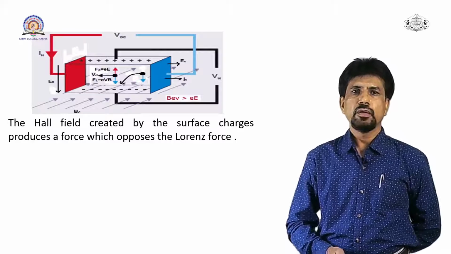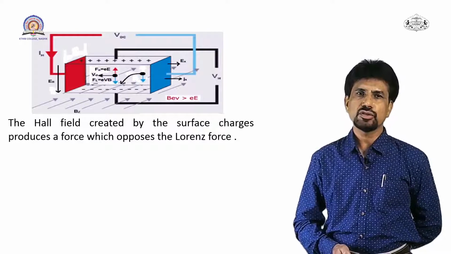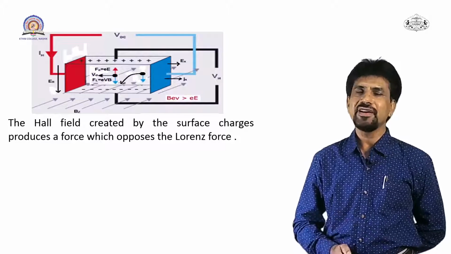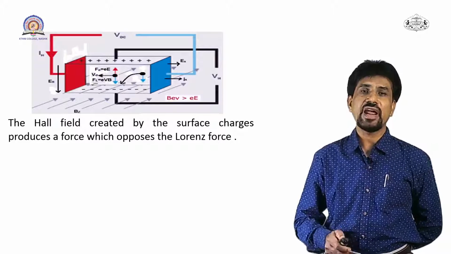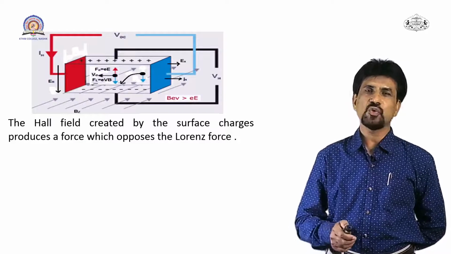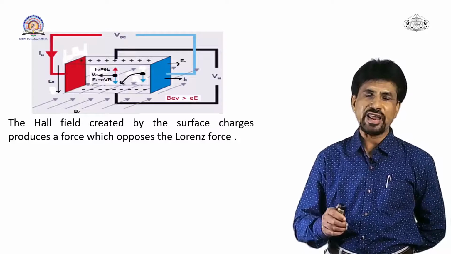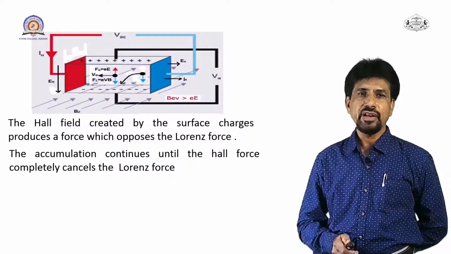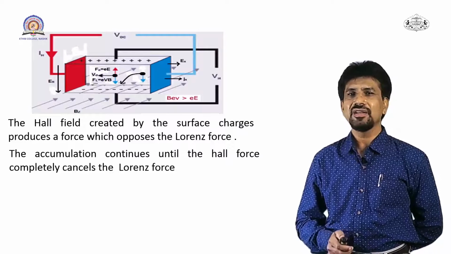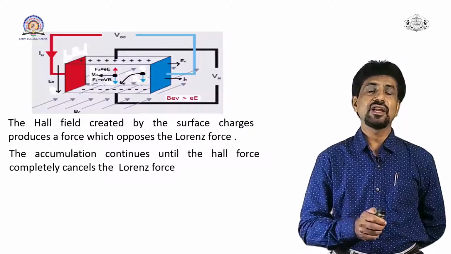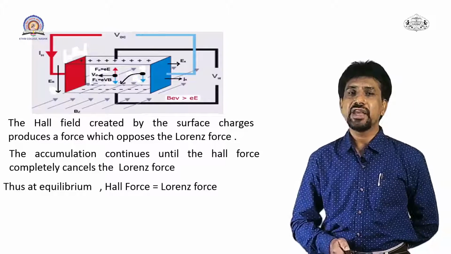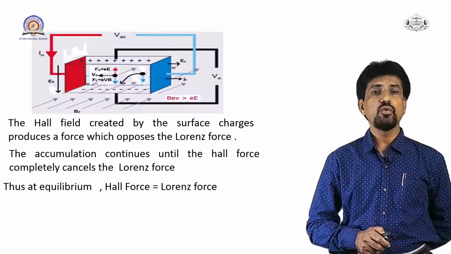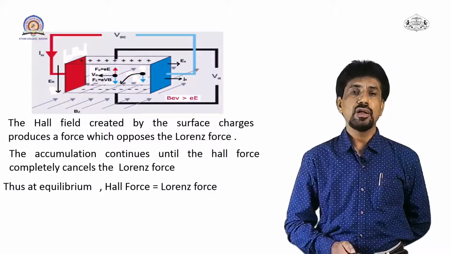Now the Hall field created by the surface charges produces a force which opposes the Lorentz force. The Hall field exerts a force on the electron, and the direction of the force is in the upward direction, that is, opposite to the Lorentz force. The accumulation continues until the Hall force completely cancels the Lorentz force. So you will get the equilibrium condition, and at that equilibrium condition the magnitude of the Hall force becomes equal to the magnitude of the Lorentz force here.